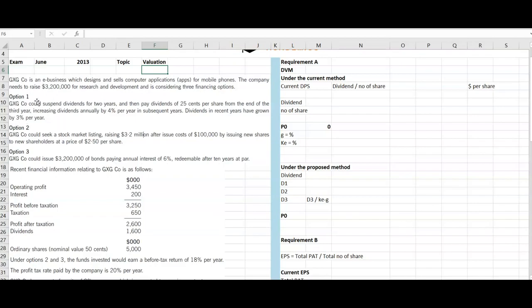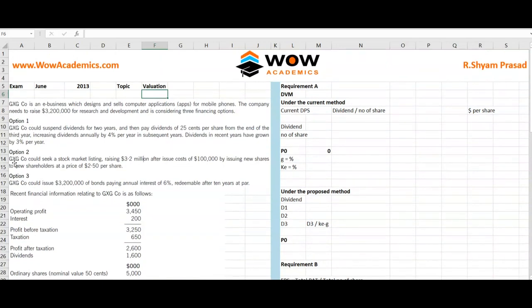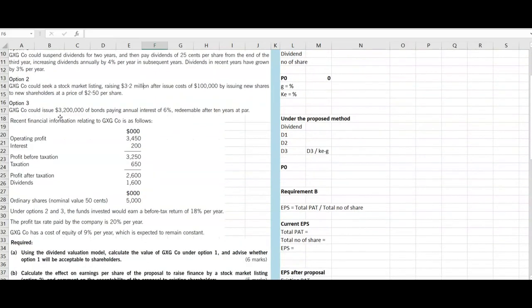So this is the option: whether the suspension of dividends for 2 years and then paying 25 cents of dividend from the third year end, increasing annually by 4%, is accepted, or will investors choose to stick with the current policy of getting the dividends at 3% per year? Which option they will choose is the question. The question is not about option 1 versus 2 versus 3. Within option 1 itself we have two sub options, so that is what we have to work out. To work this out, we have to read other information. So 2 and 3 we leave.